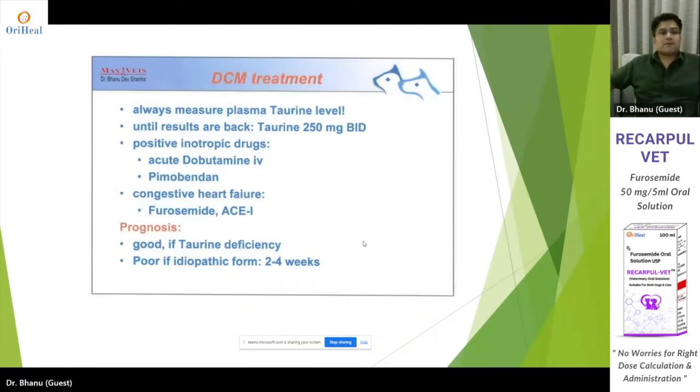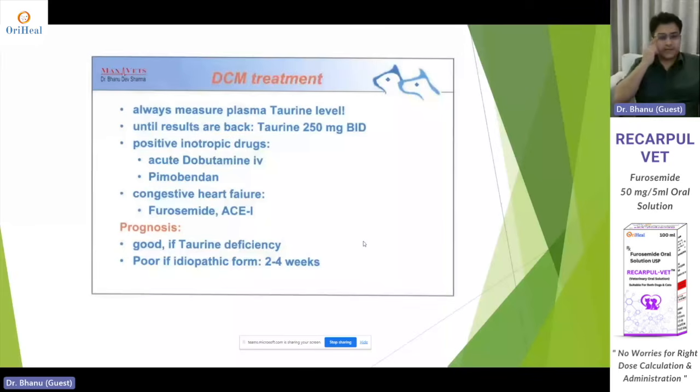DCM, we would add pimobendan, we would add furosemide, we would add ACE inhibitors, we would add nutraceuticals which have taurine. The prognosis is poor if it is the idiopathic form, but this is from the point of view of theory. In some of the cats, I've personally seen them go on to live for a good 2-3 years if they're properly managed. But the standard drugs for DCM therapy remain the same in cats as in dogs. Would mean pimobendan, furosemide, ACE inhibitors, nutraceuticals.